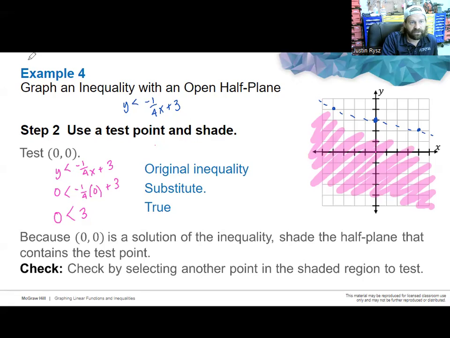So one thing to think about, on a test, what I'm going to be grading is a lot of small values. I'm going to check: do you have the right y-intercept? Do you have the right slope? Did you pick the right kind of line? Is it solid or dotted? And then did you shade the right side? So you can see a problem like this could easily be 4 points.